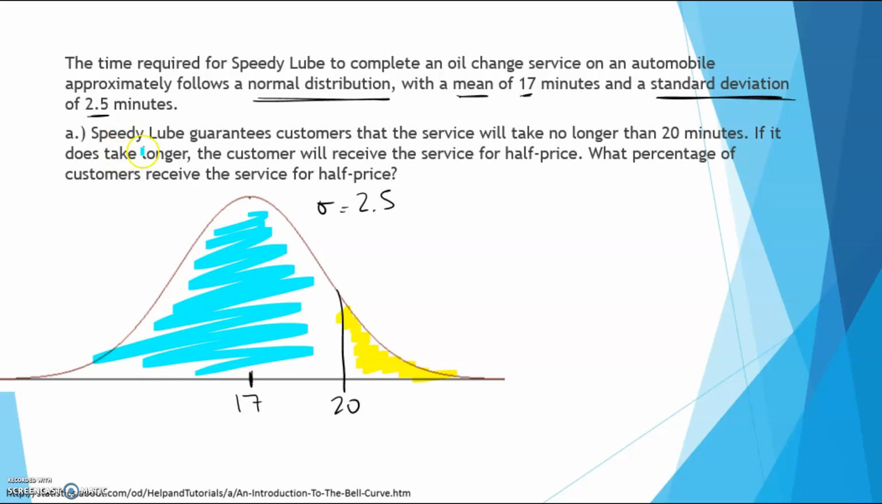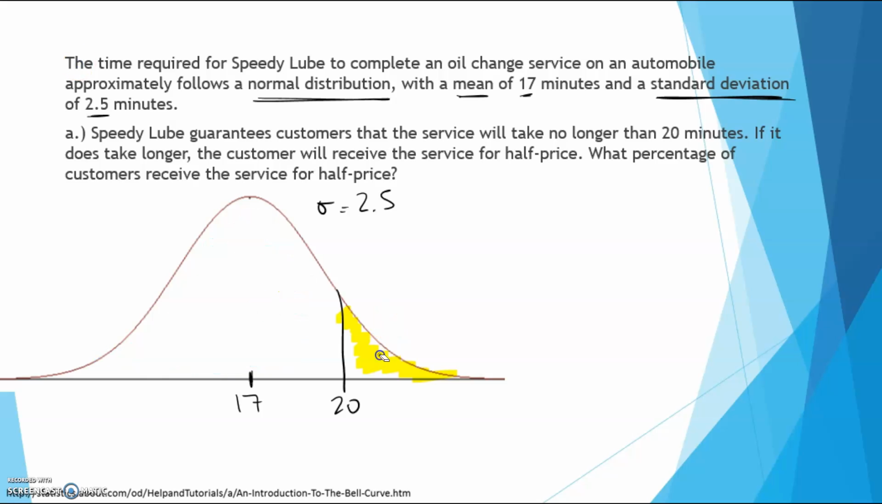Okay, so it says SpeedyLube guarantees customers that the service will take no longer than 20 minutes. That's this side over here. If it does take longer, that's this side over here, the customer will receive the service for half price. Then the question is, what percentage of customers receive the service for half price? Okay, so we're looking for this area to the right, because the area to the right represents the customer receives the service for half price.